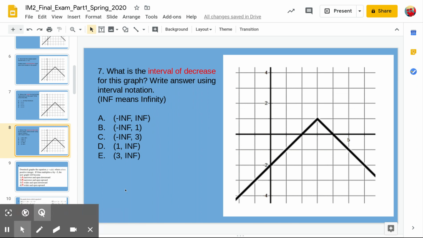A is going to be negative infinity to positive infinity, also known as all real numbers in that example. B would be negative infinity to 1. C is negative infinity to 3. D is from 1 to positive infinity. And E is from 3 to positive infinity.